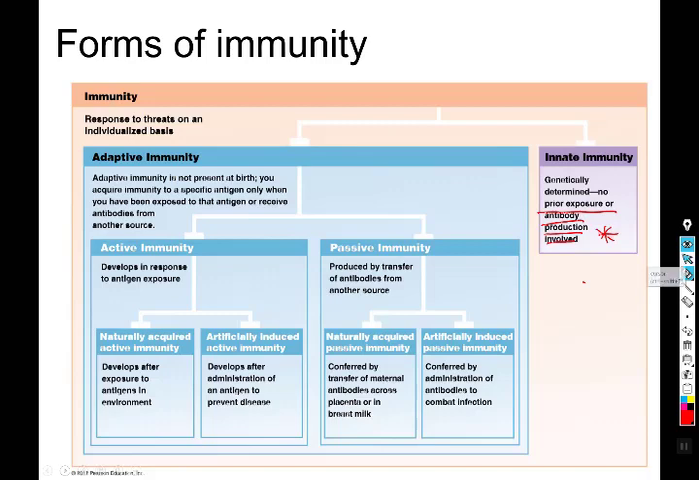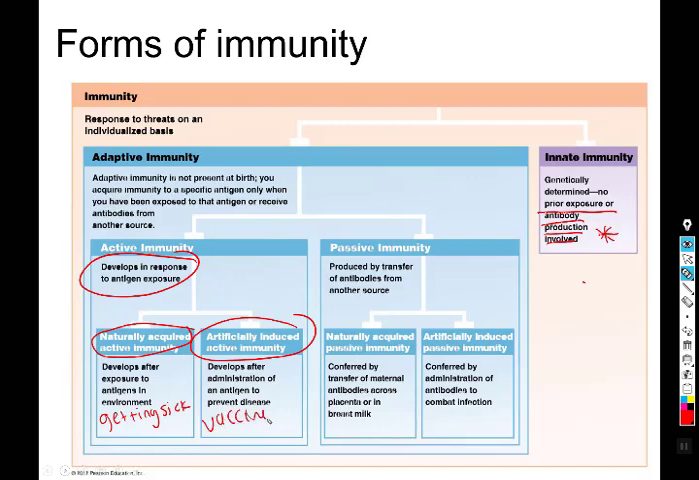Active immunity develops in response to antigen exposure. And you can get naturally acquired active immunity or artificially acquired. So this is just things like getting sick. Artificially induced active immunity is things like vaccines. I want to stress, we think of vaccines now as things that come in needles and that are very sophisticated and designed in labs. That's true. Didn't used to be, though.